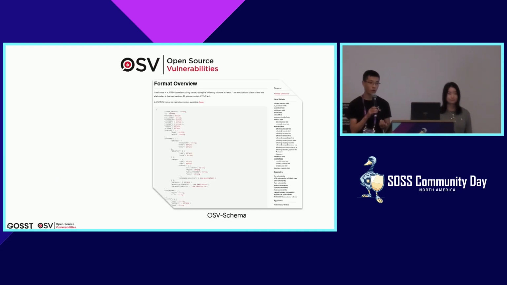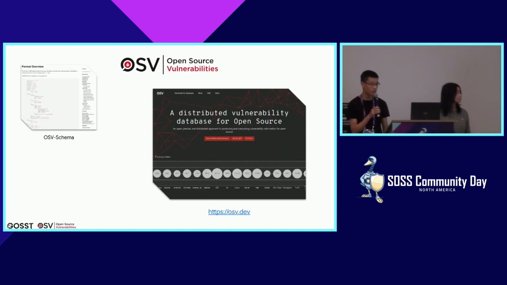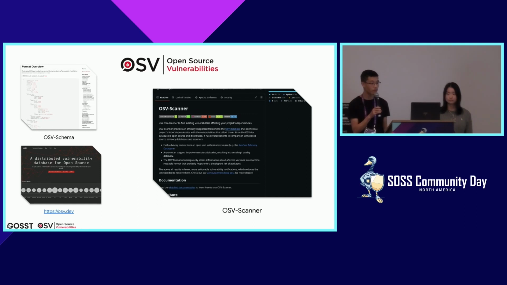OSV includes the OpenSSF OSV Schema, a format for projects to publish their vulnerability advisories so that it's easy for others to consume. The OSV.dev database, which aggregates all the OSV formatted advisories that have been published by the community. And OSV-Scanner, which uses that data to scan your project dependencies for vulnerabilities.